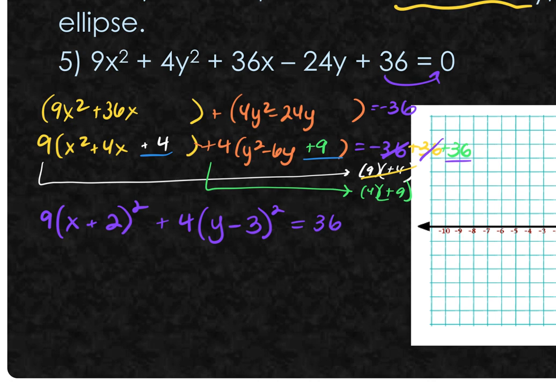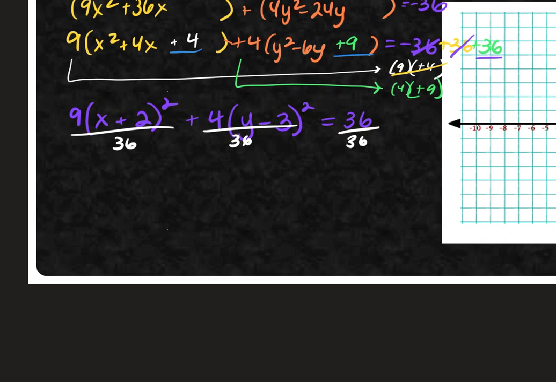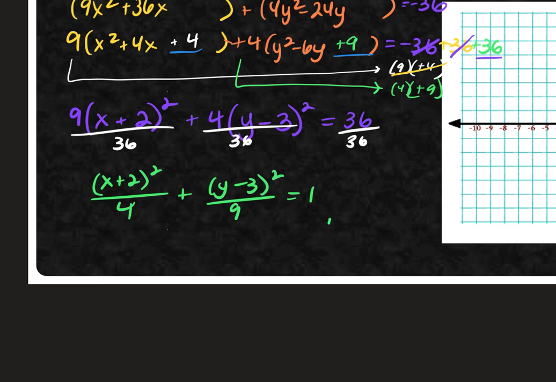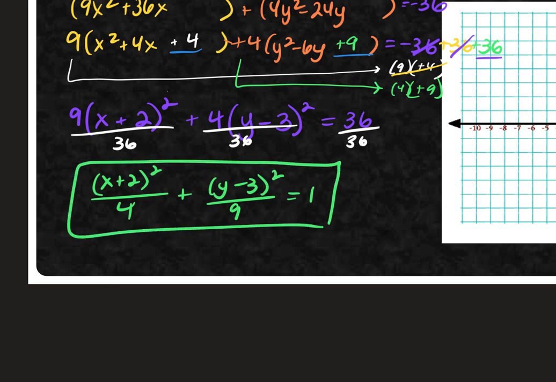And then what does this have to equal? 1, so I'm going to divide everything by 36. And I get x plus 2 squared over 4 plus y minus 3 squared over 9 equals 1. There's the standard form.